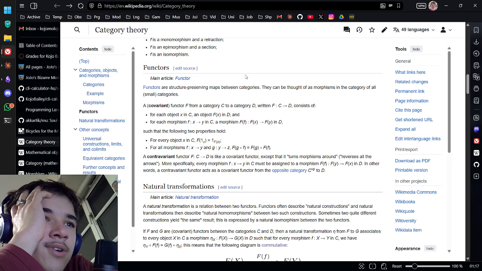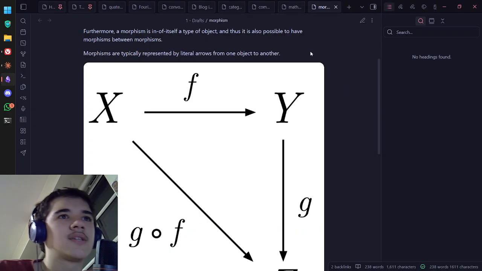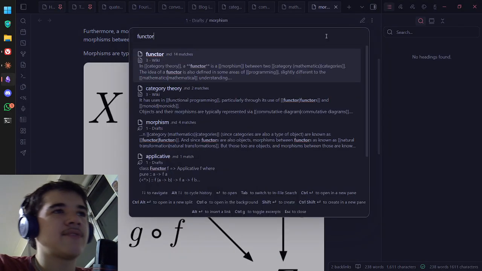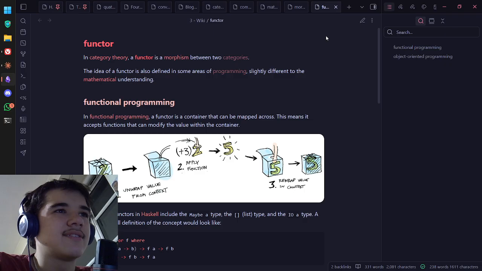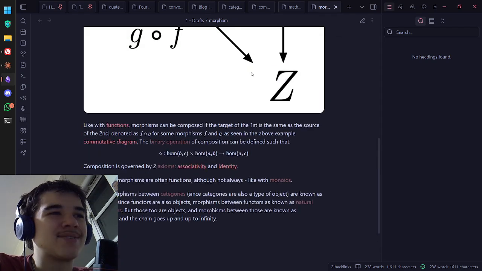So every morphism X to Y in C must be assigned to a morphism such that the... I kind of understand what it's saying, but I would benefit from a visualization. So what have I actually written about functors? There's not too much to say about functors. It is just a morphism, and if you want to understand more about functors, you can look at a morphism. But that's so strange.